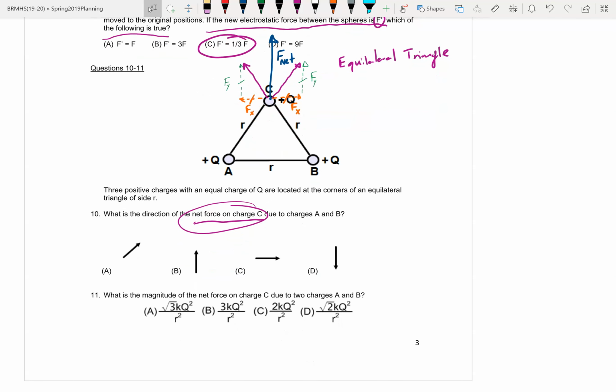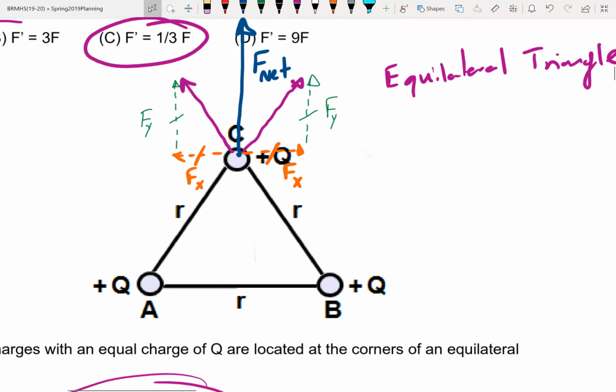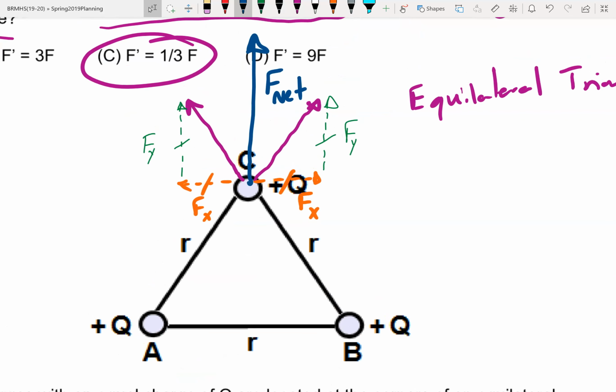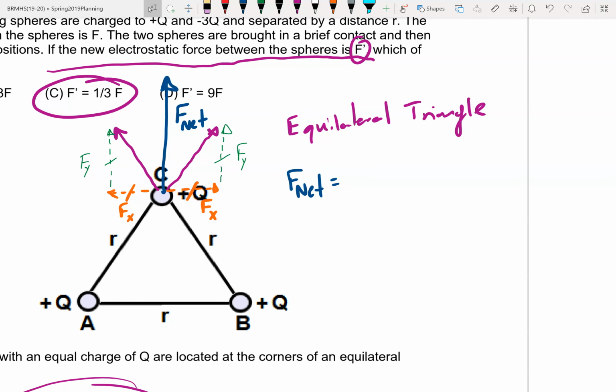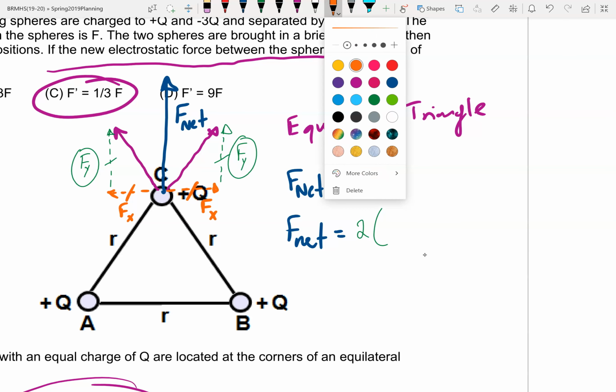Question 11, what is the magnitude of the net force on C due to the two charges? Now we want to know what the magnitude is. The magnitude of the net force, how much the net force is acting on particle C, is going to be the sum of both of these y components. They're adding together and pushing the charge upwards. So it's going to be 2 times Fy, because we got 2 of them. Now we just need to know what the force Fy is. So I'm going to have 2 times something else. We got to see how we can express that force.